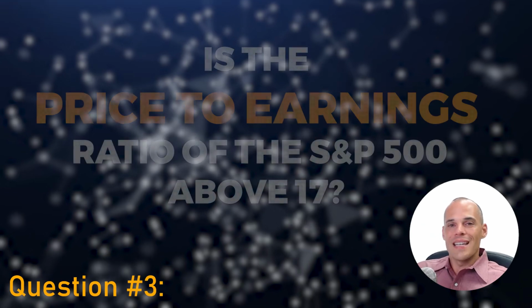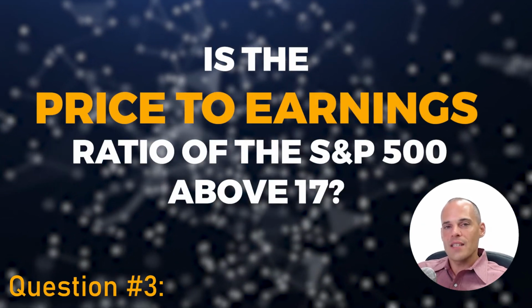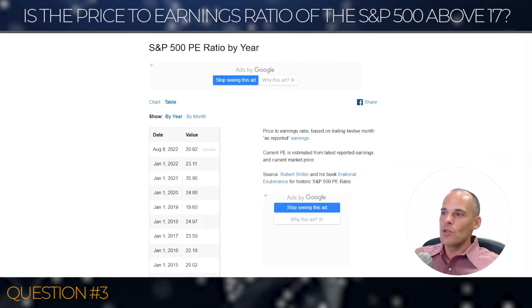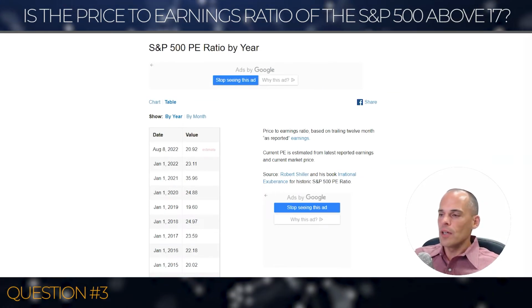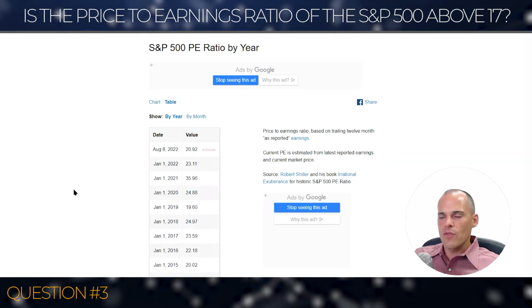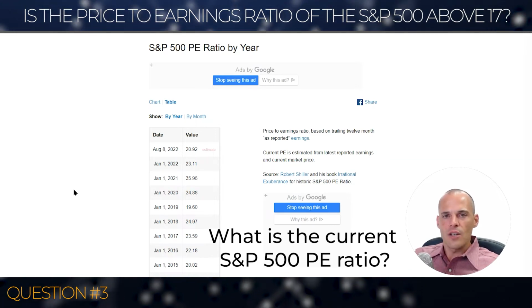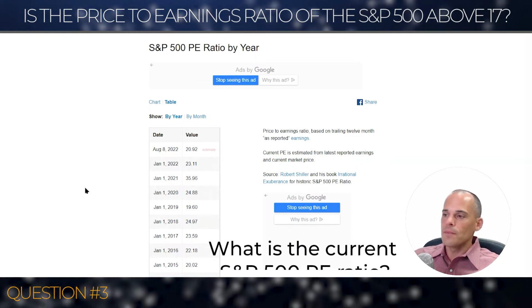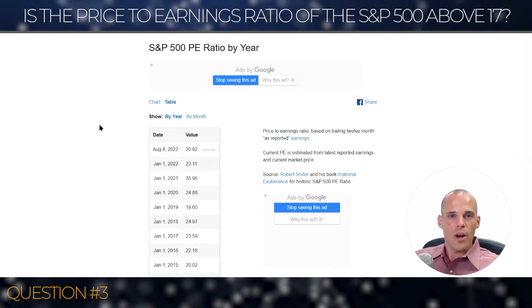Now the third question, is the price to earnings ratio of the S&P 500 above 17? Now to find that out, you can do, again, an internet search, but I'm going to show you here. There's several locations you can find this information. Just simply type in what's the current S&P 500's PE ratio, price to earnings ratio. Earnings are essentially the same thing as profits in this case.